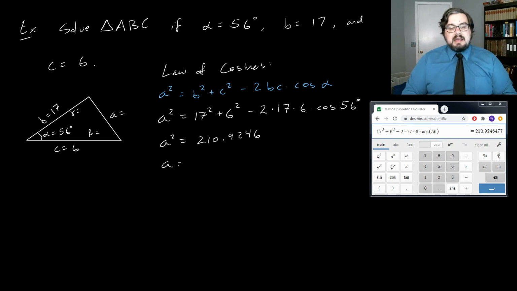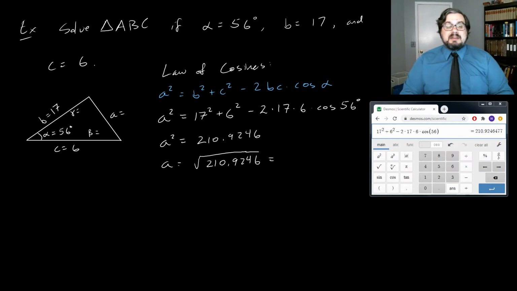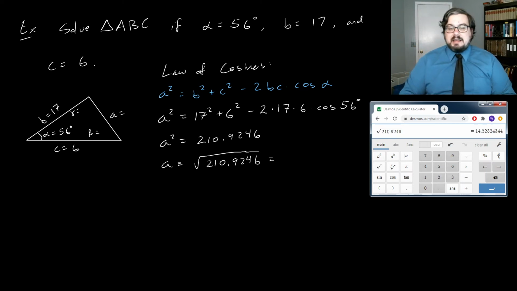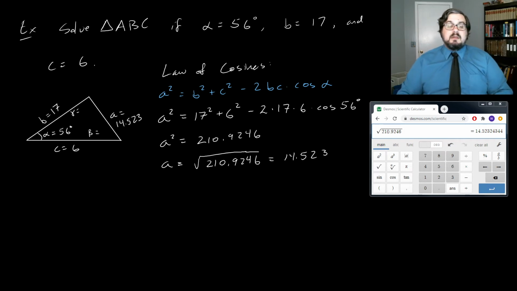And so then a will be the square root of this. Of course, we don't have to worry about any positives or negatives here because a is a side length of a triangle. It's always going to be positive. So that means to find a, we'll just take the square root of 210.9246 and get that a is 14.523. And I'll leave it there. So a is 14.523. And there we go.